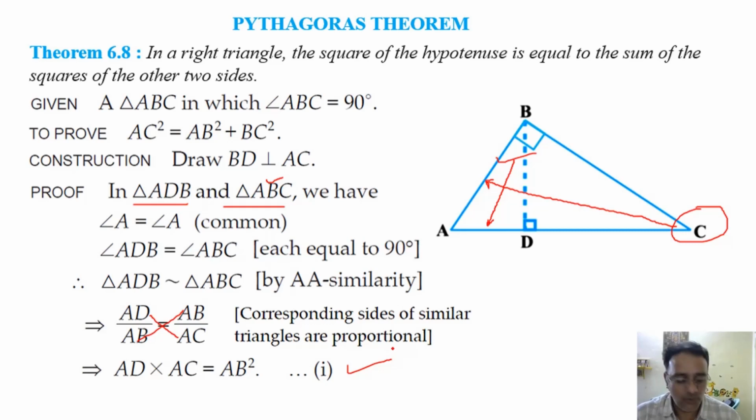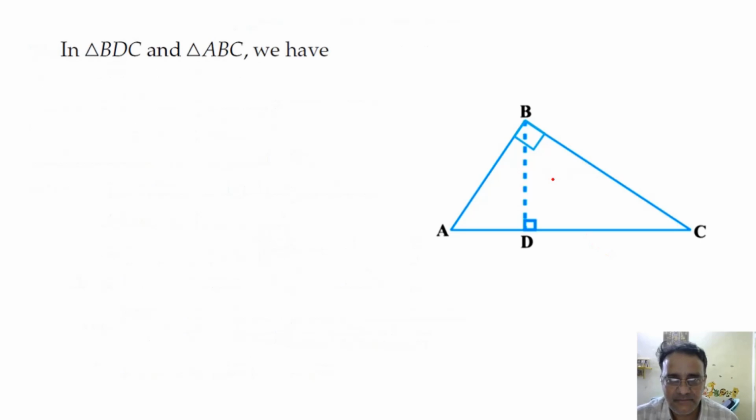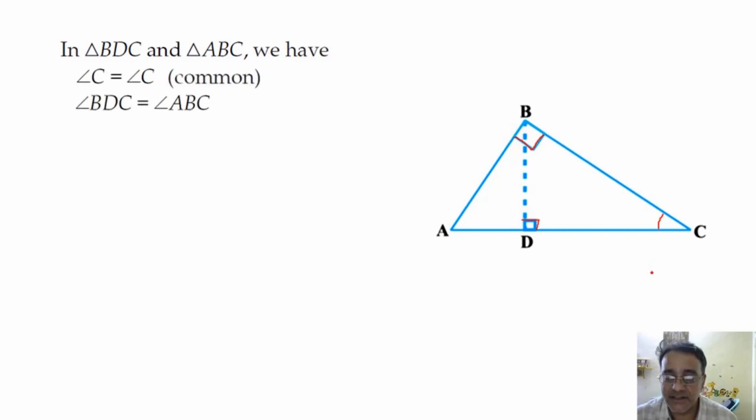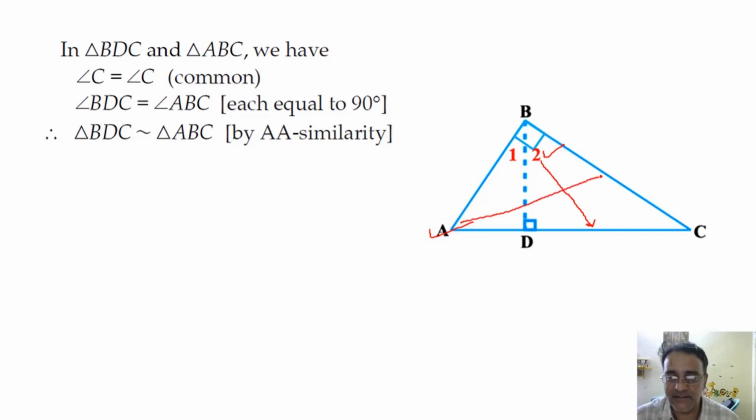Now same thing we will do with the other triangle, this triangle BDC. Again angle C is common to both the triangles and this angle is equal to this angle, each 90 degrees. So again these two triangles are similar by AA similarity. ठीक है, अब हम लोग आइडेंटिफाई कर रहे हैं. अगेन मैं बोला था एंगल 2 का जो करस्पॉन्डिंग एंगल है वो A है. So which side is opposite to angle 2? CD. Which side is opposite to angle A? Full triangle, BC. Okay.